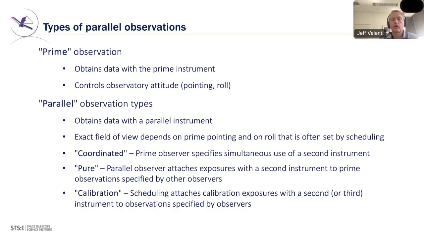And finally, there are calibration parallels where we take darks or flats or something like that that don't need to be pointed observations, but we do attach them during scheduling to prime visits when there's an opportunity. So those are the three types.